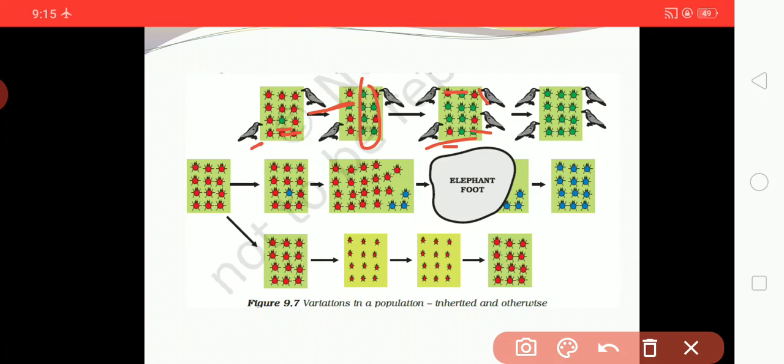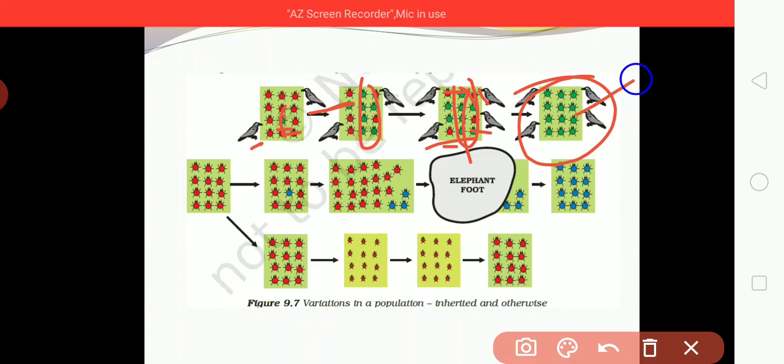Only 4 are there, but the green population has increased from 1 to the maximum amount, and at last there are only green beetles. So the red population will be destroyed, and in the end only green beetles are seen. This is the phenomenon. In the same way, in the next case you can see that.